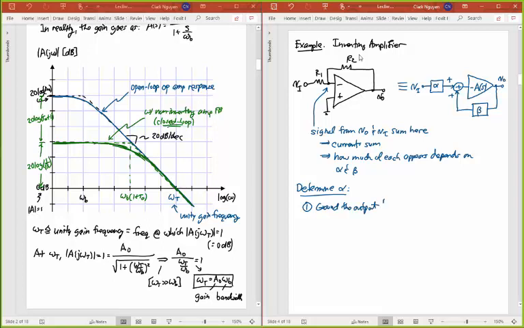Okay, and break the loop. And then feed forward. So feed the input voltage forward to get the needed transfer function from VI to the minus terminal. So let me just do that right now.